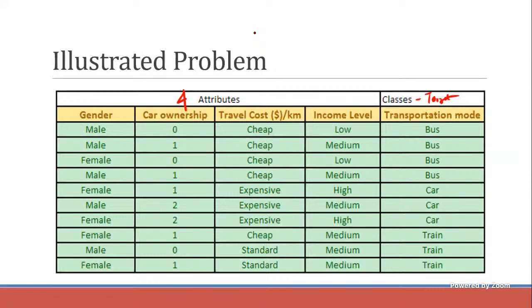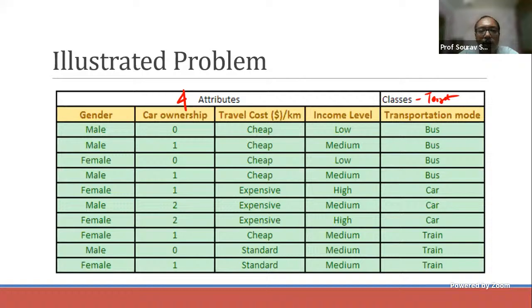Sir, it's bus if we are not using any model, based on whatever is given right now. That's the maximum number of people who have selected it as their transportation mode, because car 3 people have selected, train 3 people have selected, but bus has been selected by 4 people. Exactly. So that's the answer. Thank you so much.